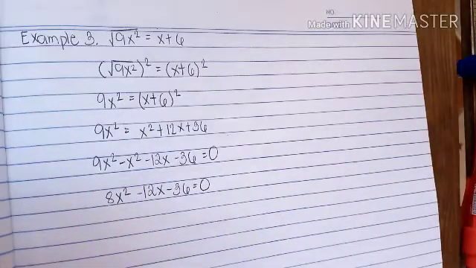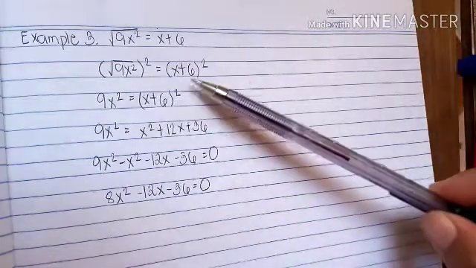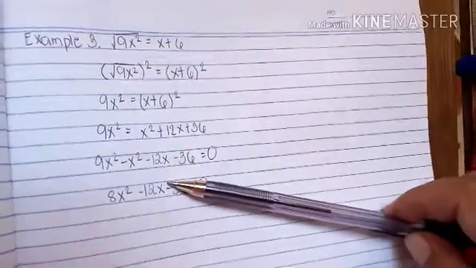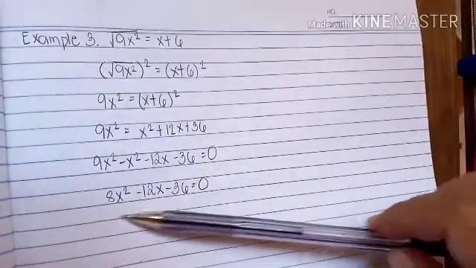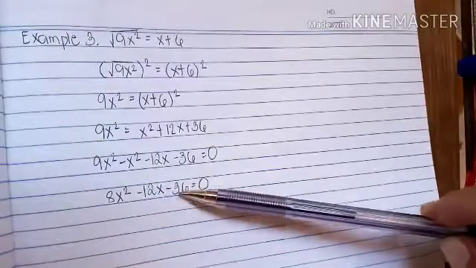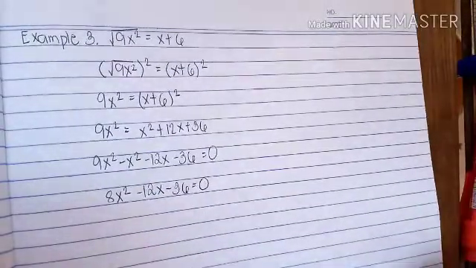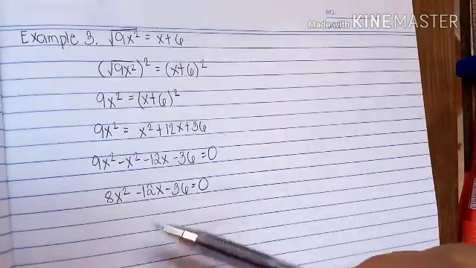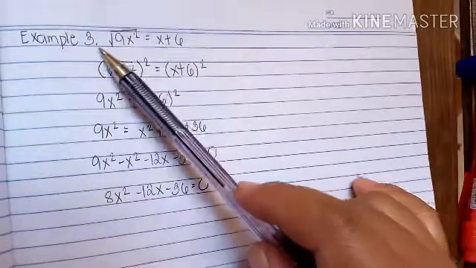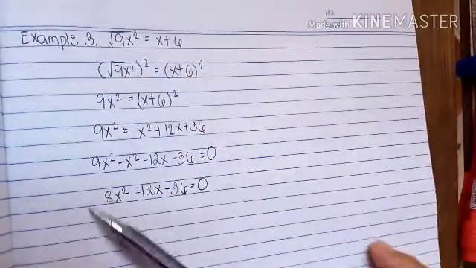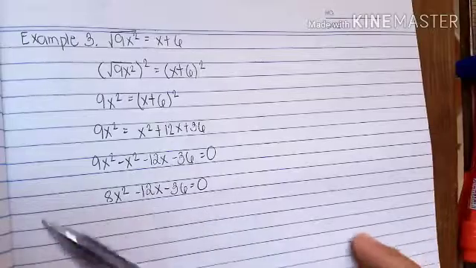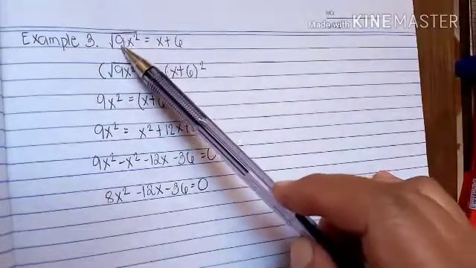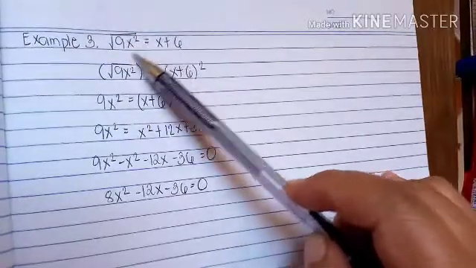Let's have example number 3. Now, if you look here, I already did the first, second, and third steps for this one. And what came out was 8x squared minus 12x minus 36. Some of the expressions or equations that you're going to encounter are tricky. If we use this method, we're going to have a hard time. When we look at this, 9x squared could be further simplified.